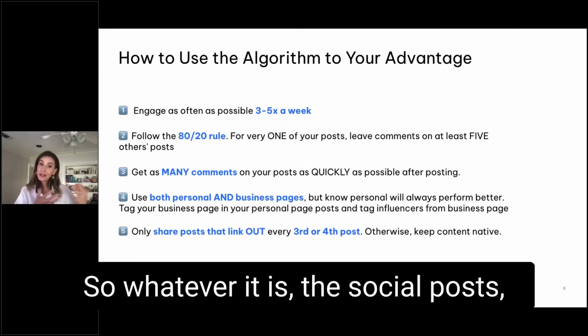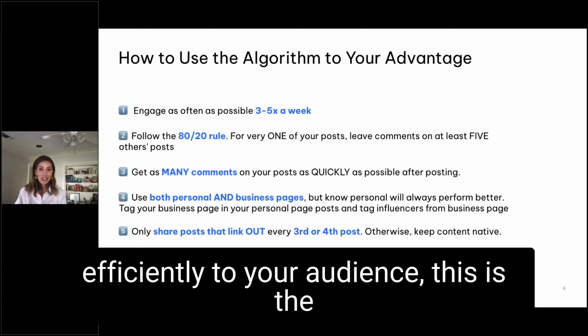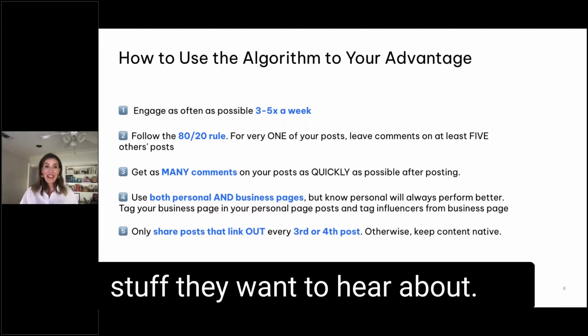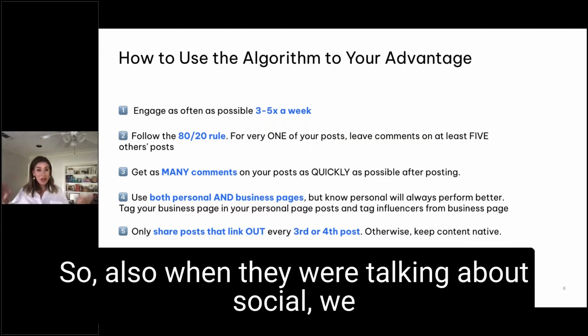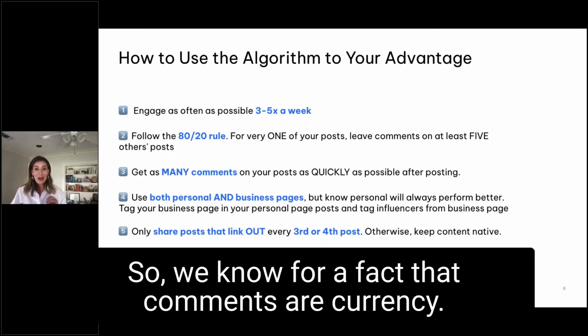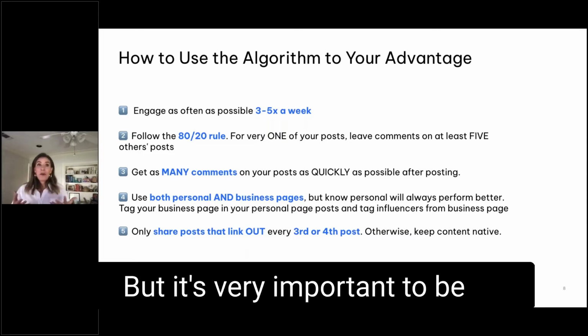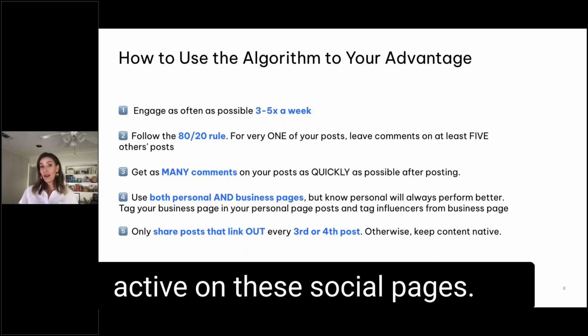So whatever it is, those social posts, those emails, however you're communicating effectively and efficiently to your audience, this is the stuff that they want to hear about. So also, when we're talking about social, we want to use the algorithm to our advantage. So we know for a fact that comments are currency. So I just want you to think about that, but it's very important to be active on these social pages.